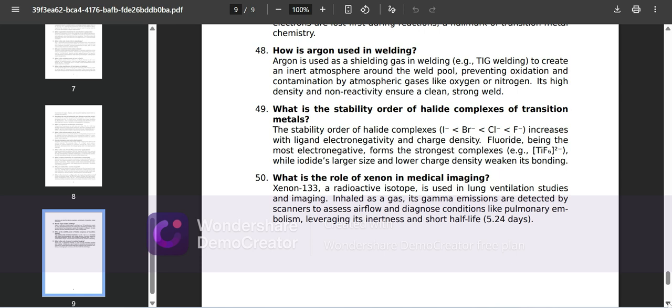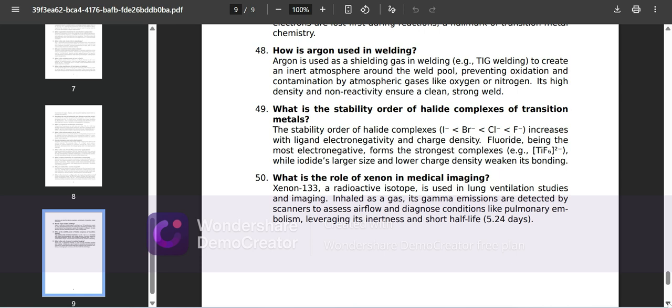How is argon used in welding? Argon is used as a shielding gas in welding, such as TIG welding, to create an inert atmosphere around the weld pool, preventing oxidation and contamination by atmospheric gases like oxygen or nitrogen. Its high density and non-reactivity ensure a clean, strong weld.